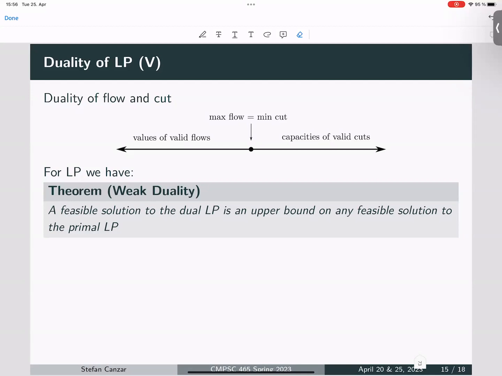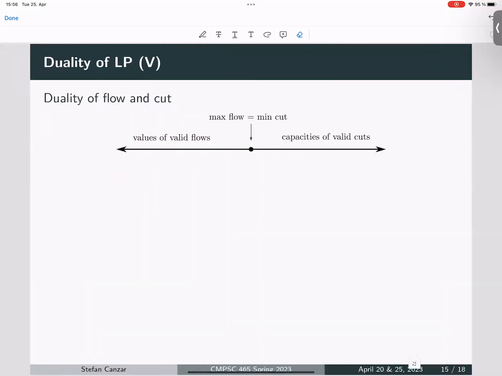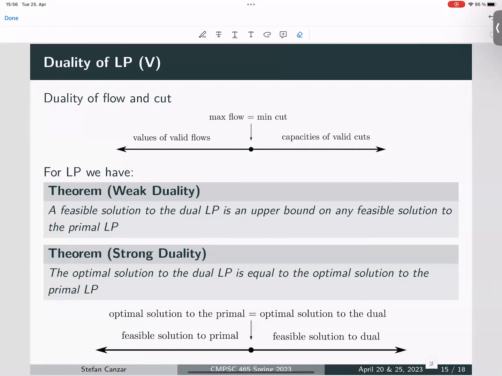Right? And something similar is true for linear programs. For linear programs, we have what's called weak duality, which simply says that any feasible solution to the dual linear program is an upper bound on any feasible solution to the primal linear program. So let me draw this. This is this picture here. So any feasible solution to the dual here will be lying to the right of any feasible solution to the primal. This is what the weak duality says.